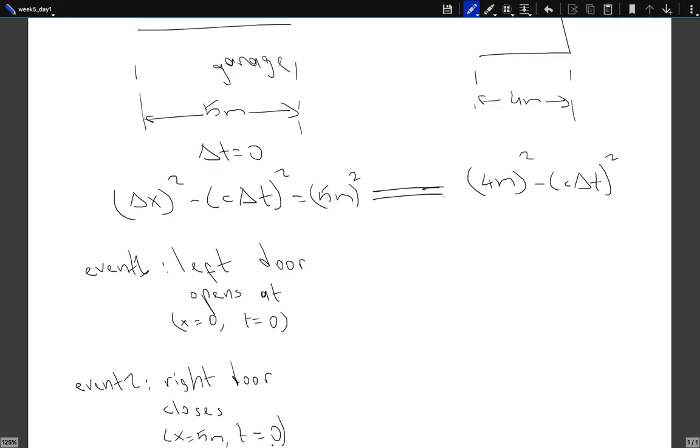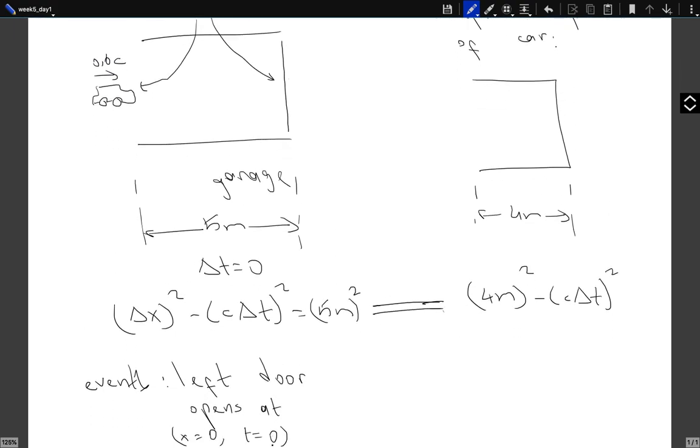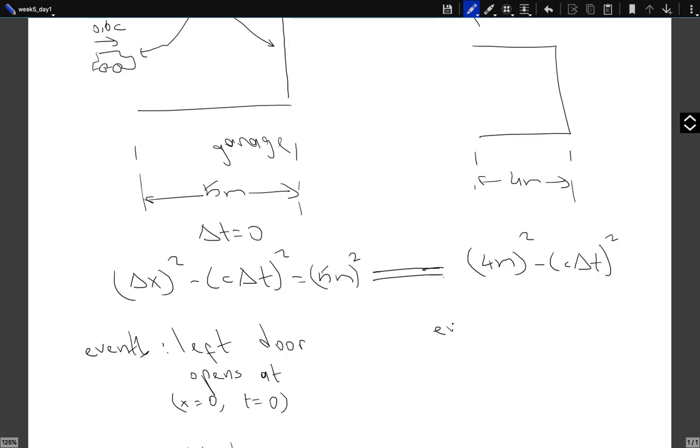Now let's go to the other reference frame. In the other reference frame, the event 1, left door closes.